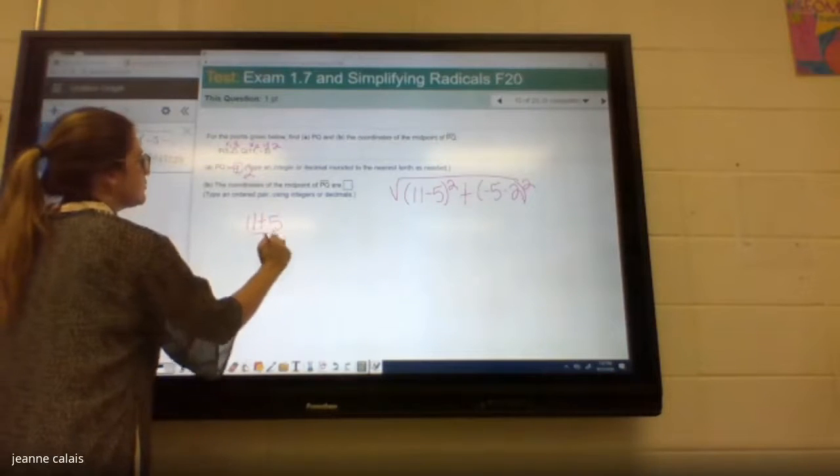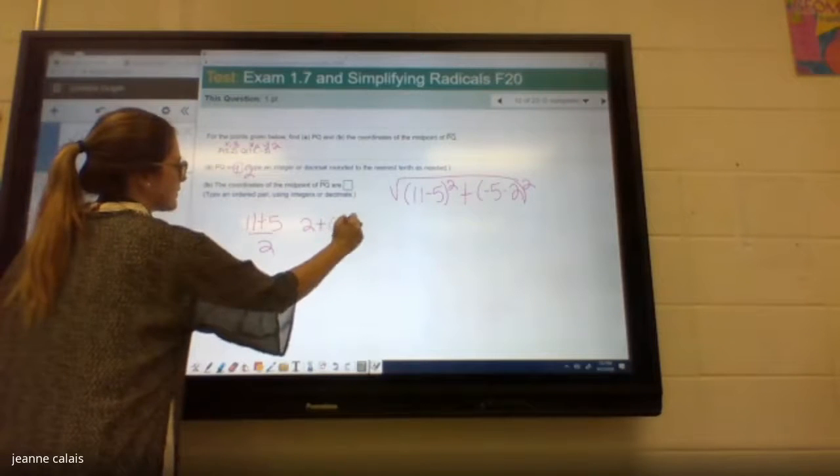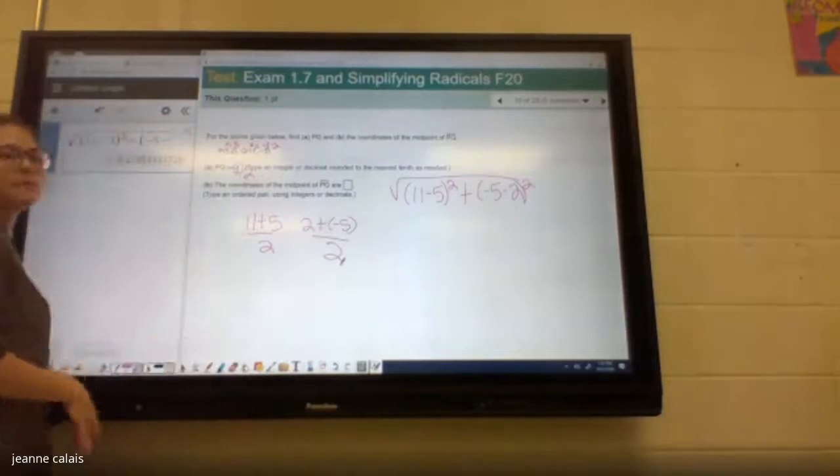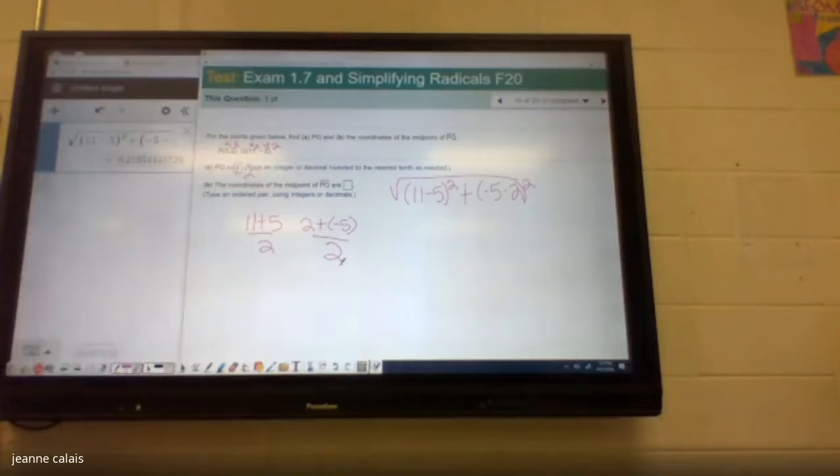And then for your midpoint, you do the midpoint formula. Add, and divide by 2. I've done this, this will be the third time. I'm not doing it again. But that's how you would set it up.